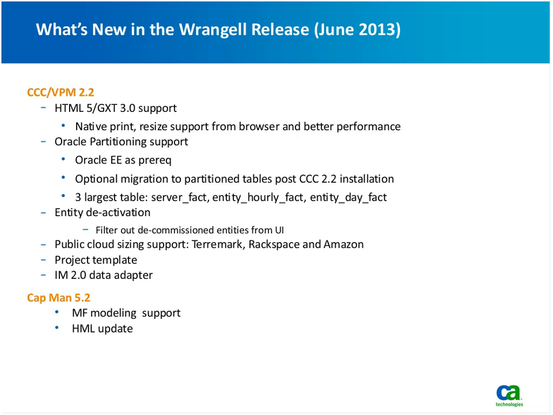Folks might know CA launched the IAM, Infrastructure Management product 2.0 last year, giving customers a one-stop shop solution, including both infrastructure management and capacity management. We provide this IAM 2.0 data adapter, giving customers the ability to tap into the IAM 2.0 backend database and collect performance and configuration information from there. So that is what the IAM 2.0 data adapter is. That rounds up the CCC VPN features in the 2.2 release.